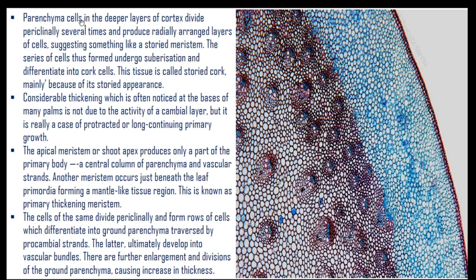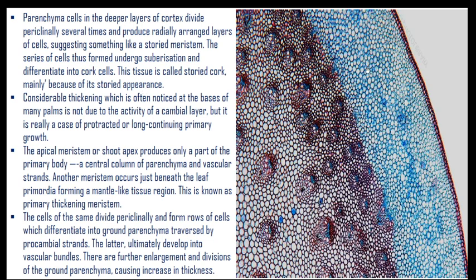In this case, parenchyma cells in the deeper layers of the cortex divide periclinally several times and produce radially arranged cells, suggesting something like a storied meristem. The series of cells thus formed undergo suberization and differentiate into cork cells. These tissues are called storied cork mainly because of their storied appearance.